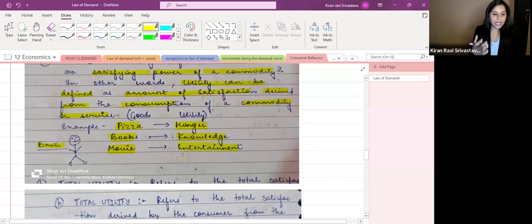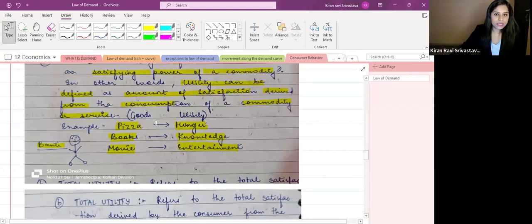So I hope you saw what utility is. It is basically the want satisfying power of a commodity. Those commodities which do not satisfy your wants, you are not going to use, because the consumer is a rational being.